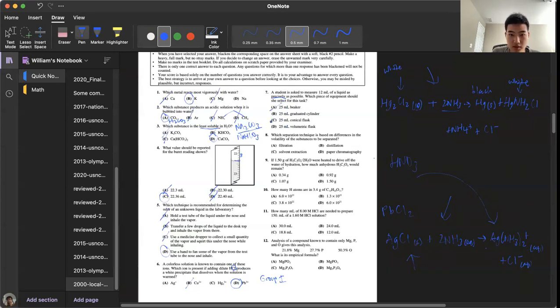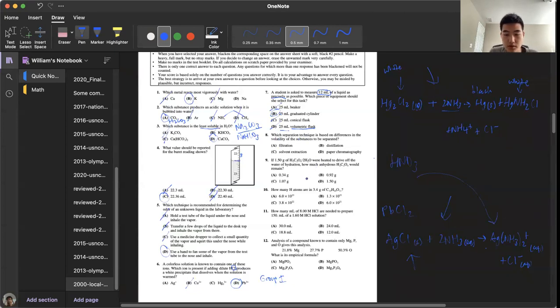Same case with the conical flask. And then some people might get tricked by the fact that this says volumetric flask, because you might have dealt with a volumetric flask, and you know that has that line that tells you exactly what 25 milliliters is in this case. But don't forget that we're measuring 12 milliliters, so we have absolutely no way to compare. So our answer would be the graduated cylinder.